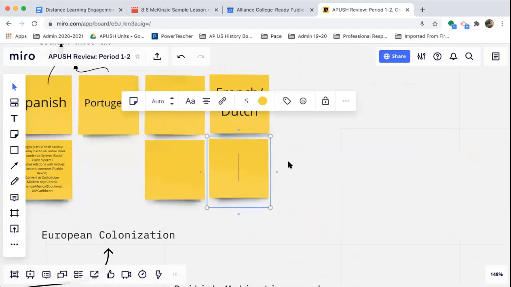Come on, y'all. We got about 25 minutes left. We got a lot to get through. I need your participation. I need your voices.